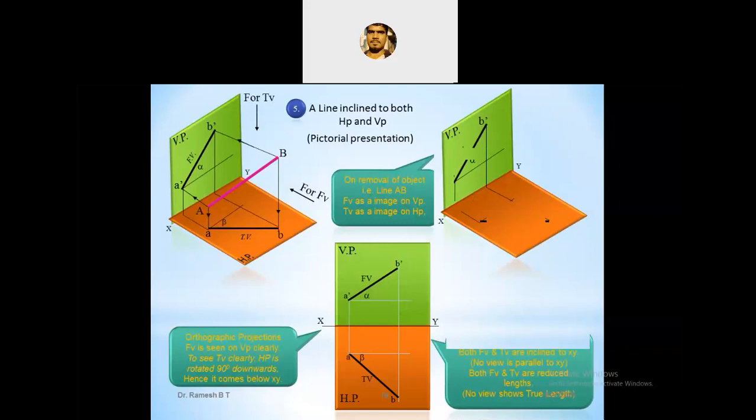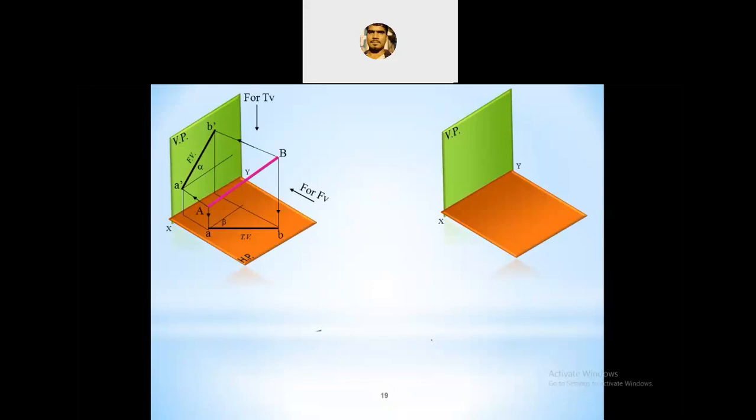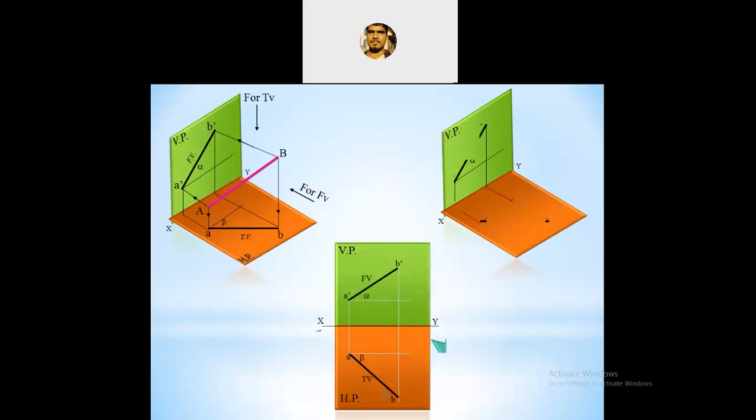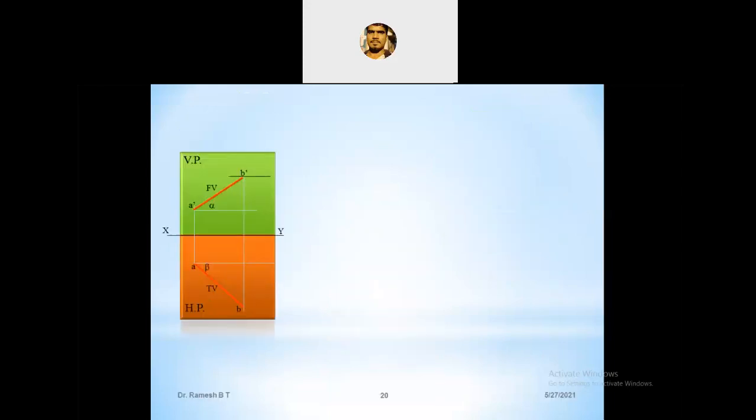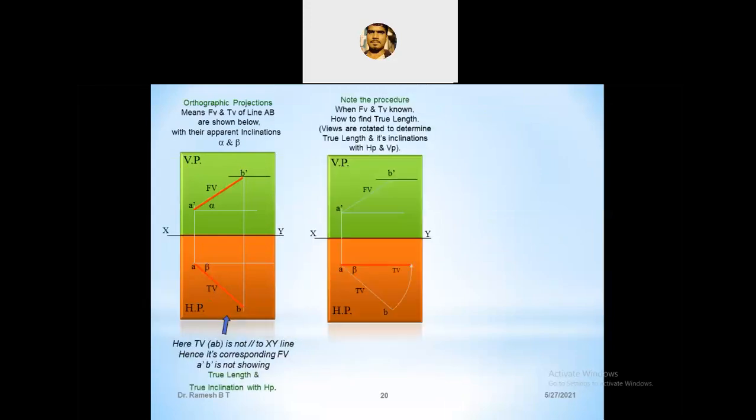See, this is an orthographic projection. Top view, front view, both have the inclinations beta and alpha. Alpha is with respect to the front view, that is VP, and beta represents the top view, that is HP. Yes, this is an end projector. I told you, the line A dash A to B dash B is called an end projector. These should be in line.